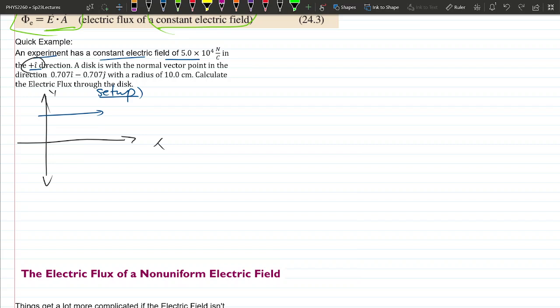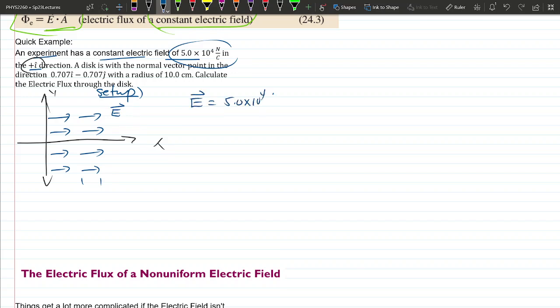Come on, erase. Give me the erasing. Okay, it's just slow. There's some electric field. The length represents the magnitude, the arrow represents the direction. So this is my electric field. I'm going to even write the formula over here. The electric field is 5.0 times 10 to the 4 newtons per coulomb in the i hat direction.